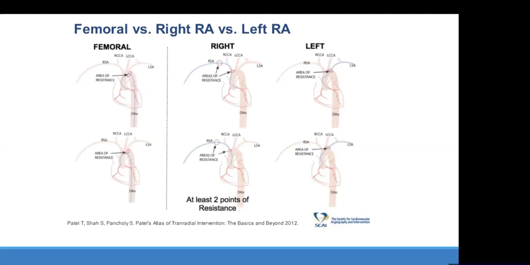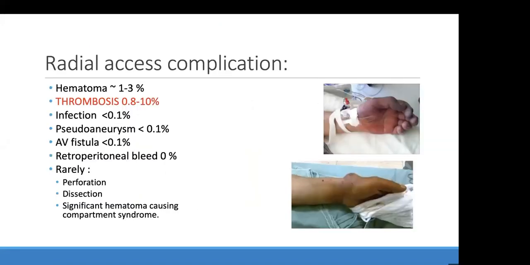Left radial is better in terms of resistance because it's only one area of resistance, like the femoral, which is only one area of resistance. That can make it less difficult for the people who do these procedures. Complications: hematomas, 1 to 3%, but the major one is radial artery occlusion.